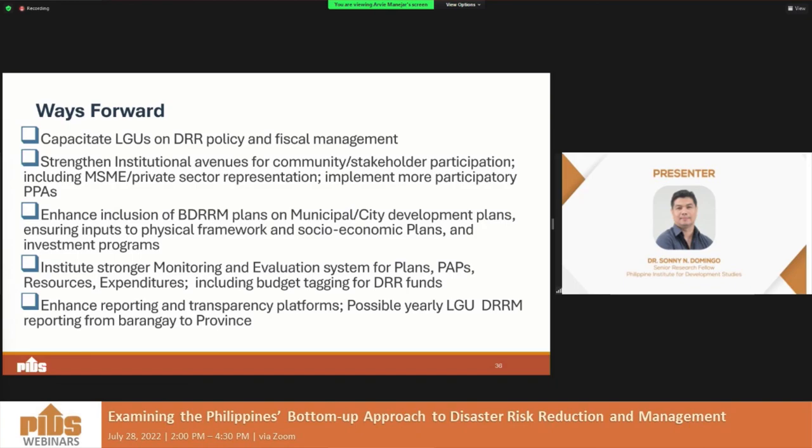Institute stronger monitoring and evaluation system for plans, including your programs, projects, and activities. And of course, the need for us to really tag DRR-related funding and expenditure. And lastly, we need to enhance reporting and transparency platforms and possibly compel our local governments to come up with yearly reports on disaster-related initiatives and even events, in terms of the impacts of disasters in their communities.